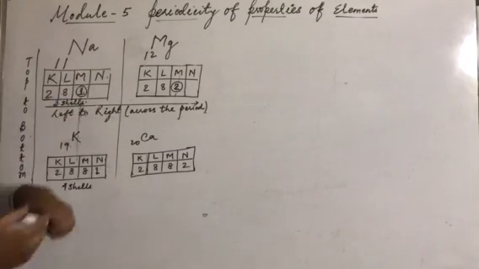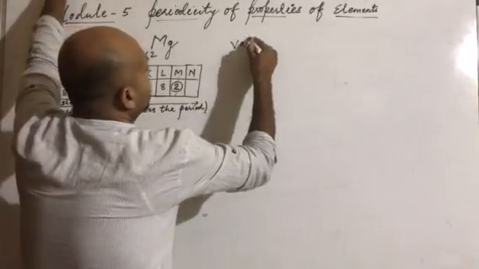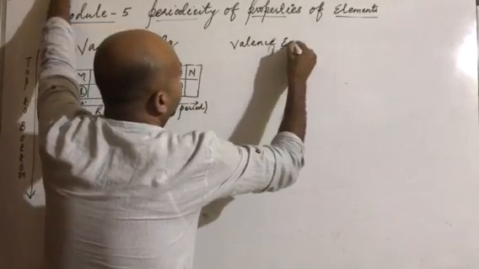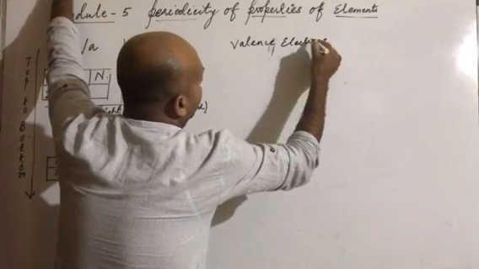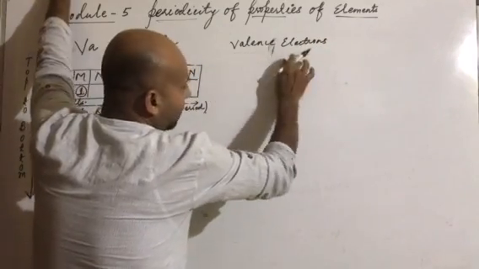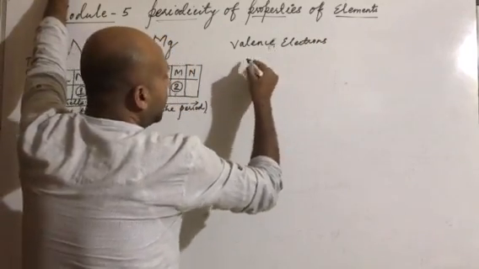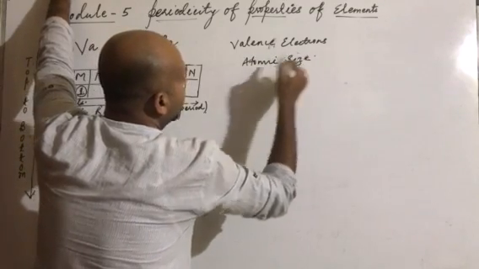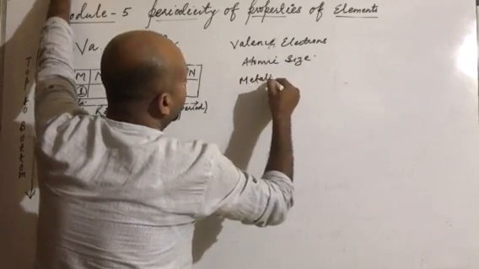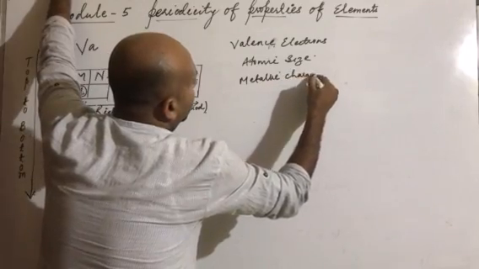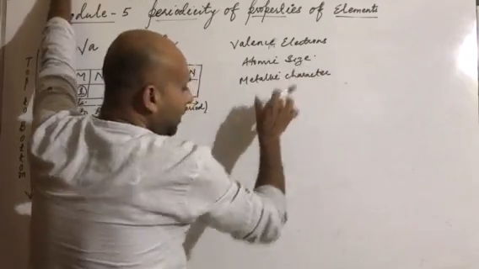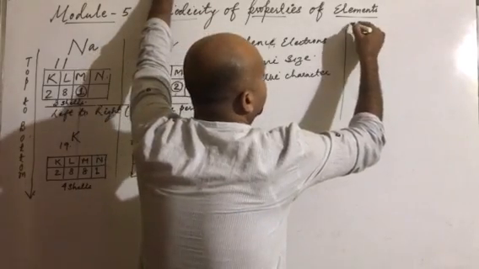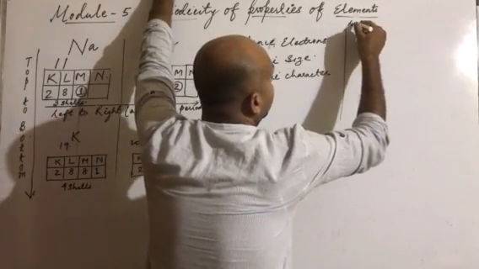You are going to write here: valency, or valence electrons, like this. Then the next will be atomic size. You have to make a table. That will be your assignment or homework. Next you are going to write metallic character. Next you can write ionization potential, electronegativity, electron affinity, and then you are going to write one thing which is called down the group.